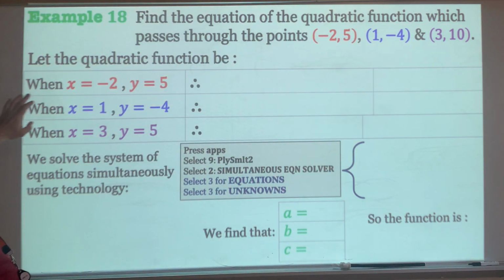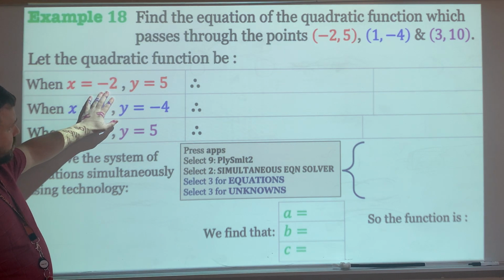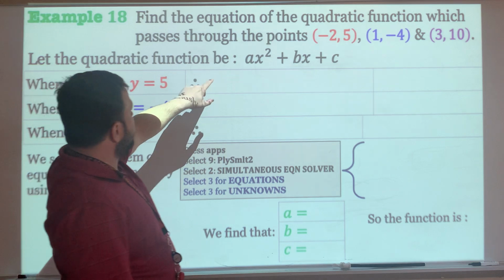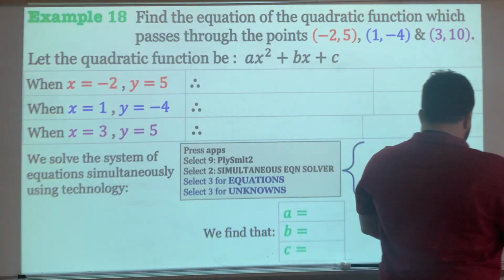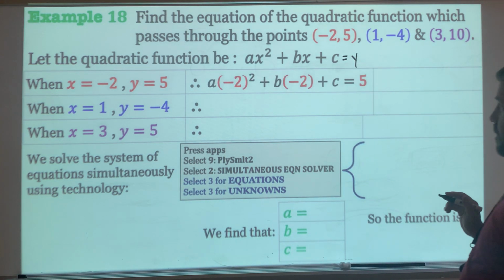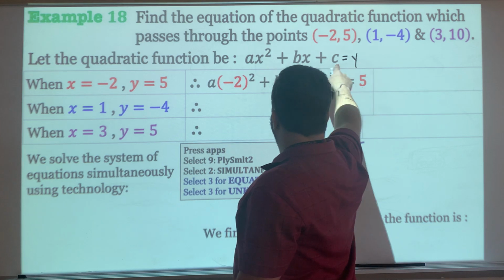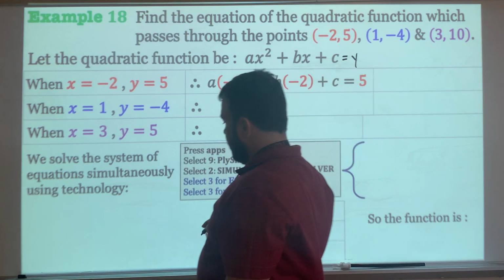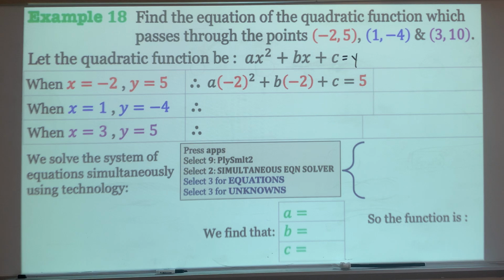So, first thing, when x is negative 2 and y is 5, we're going to use the formula ax squared plus bx plus c equals y. Watch how we start off. I plug in the x for x, and it equals y. So, number 1: a times negative 2 squared, plus b times negative 2, equals y. Got it?